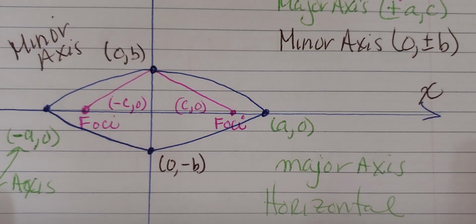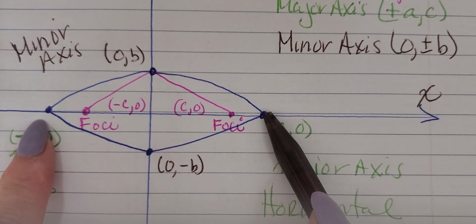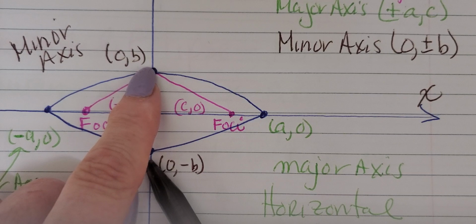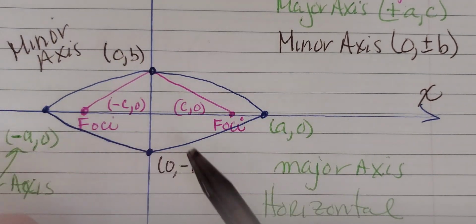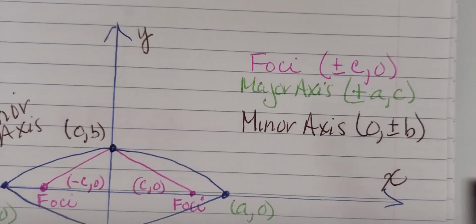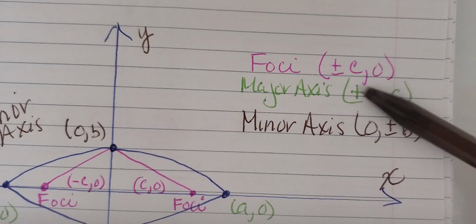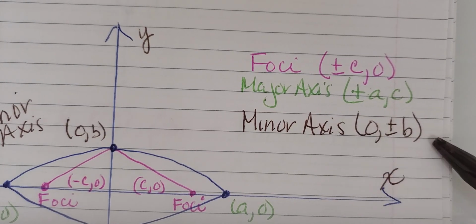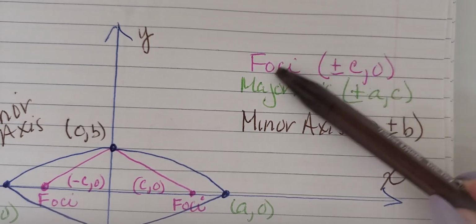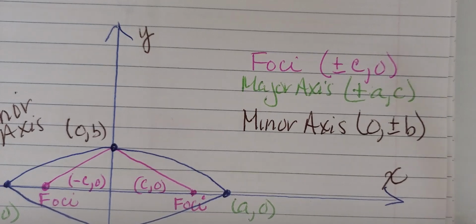So for this particular ellipse, it's horizontal. It has two vertex points here, two vertex points here, and then the foci are in here, which help create the ellipse. So the foci and the major vertices are on the same axis, you can see. Whereas the minor axis has a different set of points. So these two will always be together on the major axis. This is called a horizontal ellipse.